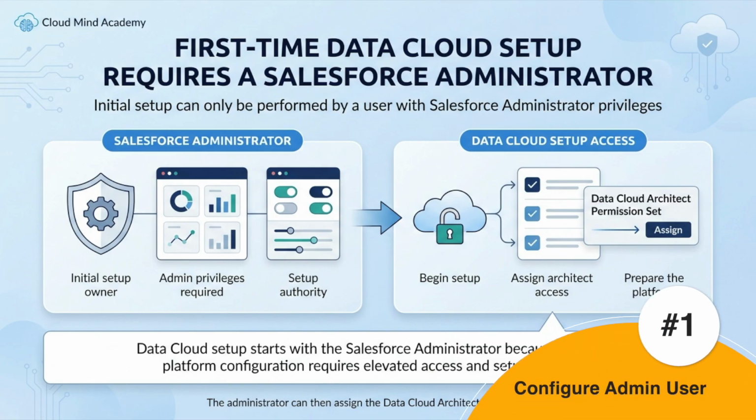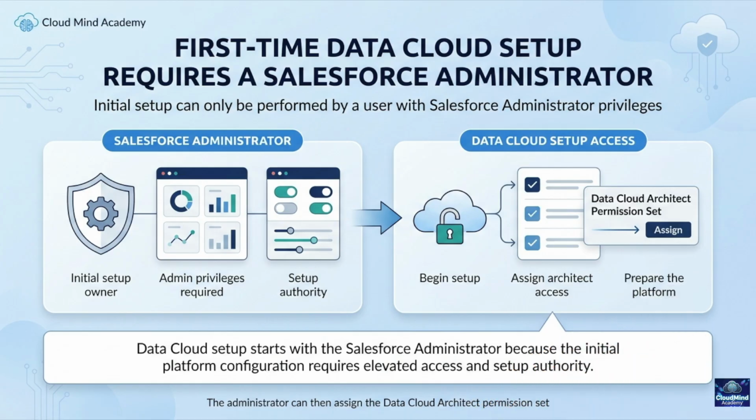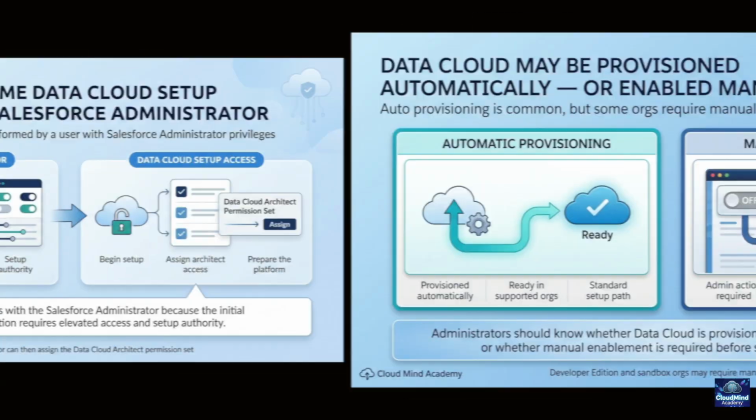When Data 360 is being set up for the first time, only a user with Salesforce administrator privileges can perform that setup. That administrator can then assign themselves the Data 360 architect permission set. This is a crucial step because the administrator needs Data 360 specific setup access in order to configure the environment.